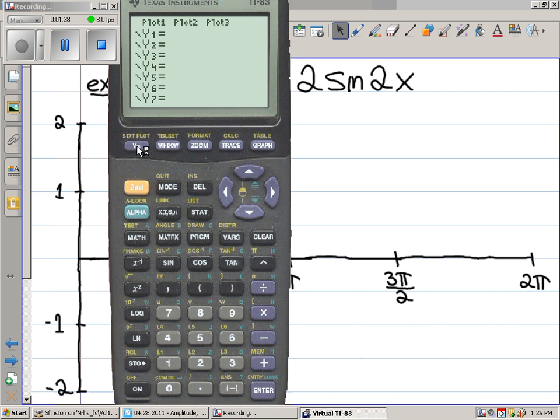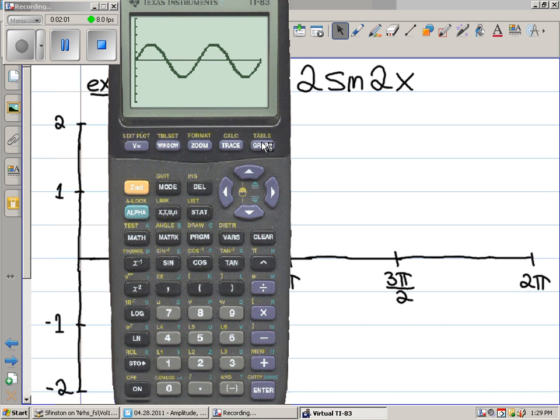And then we go into our y equals screen. I happen to like making my graphs real dark. That's why I hit enter on that side. And over here, I'm just going to plug it in. 2 sine 2x. Hit the graph button. Should look like that. Nice, right? It's pretty cool. 2 sine 2x.